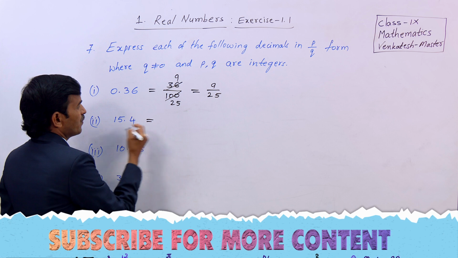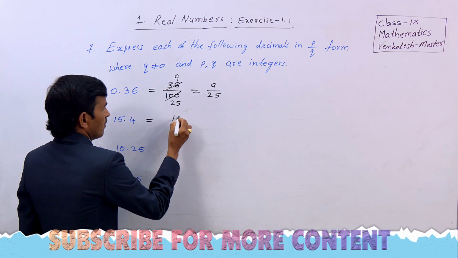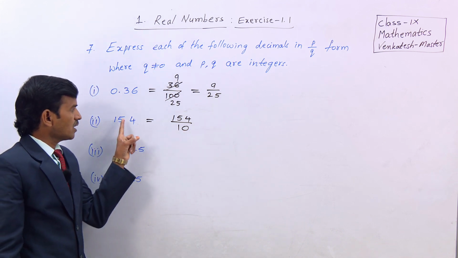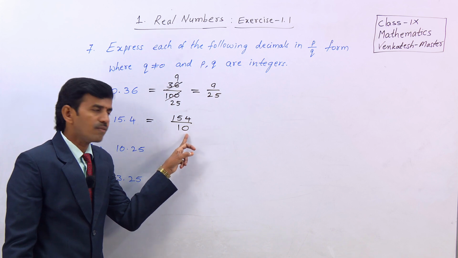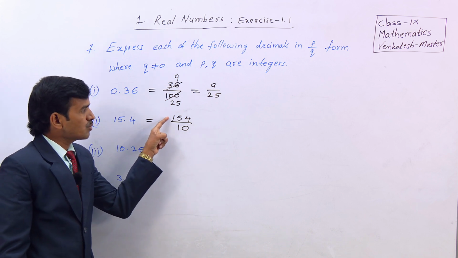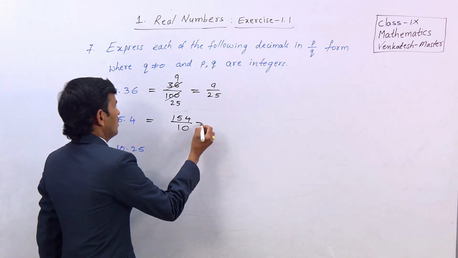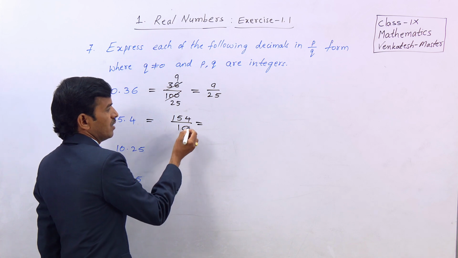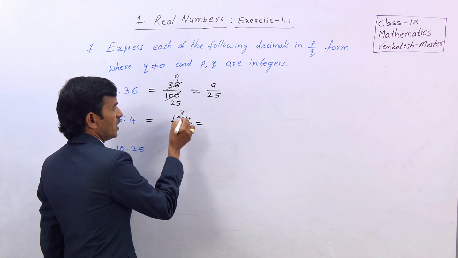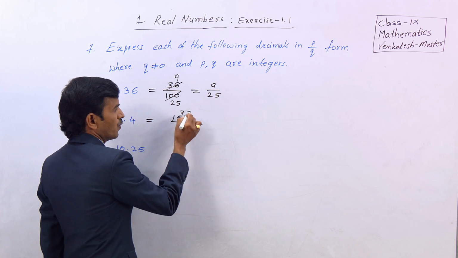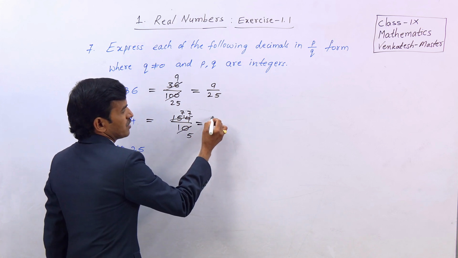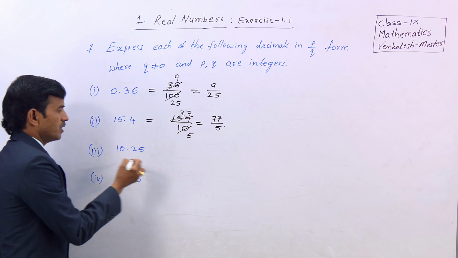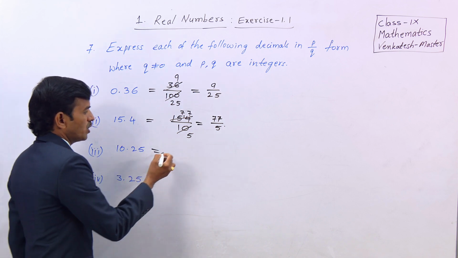Next number, 15.4, that is 154 by 10. As there is only one digit after the decimal, we should mention only one 0 in the denominator. Then it becomes 154 by 10. So we can simplify this. With what number can you cancel this? Common factor 2: 2 5s are 10, 2 7s are 14. So what does it become? 77 by 5.